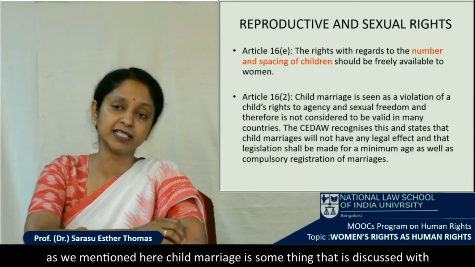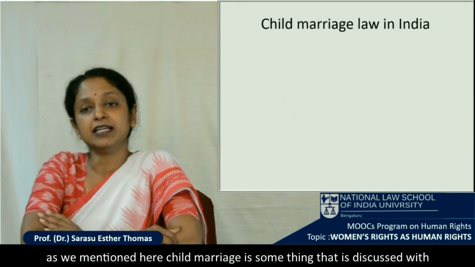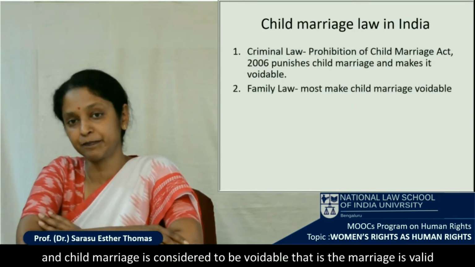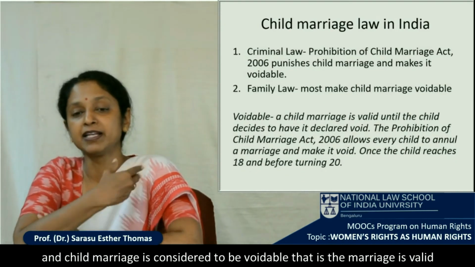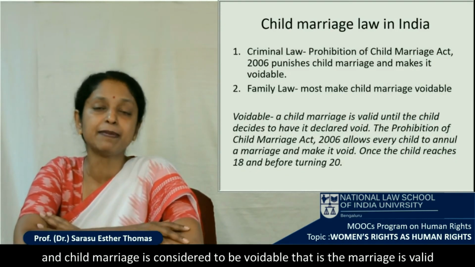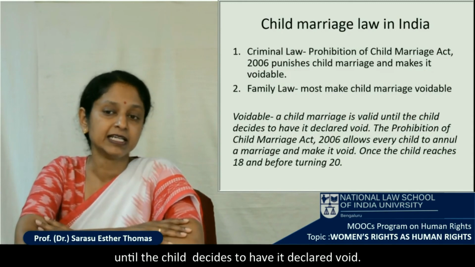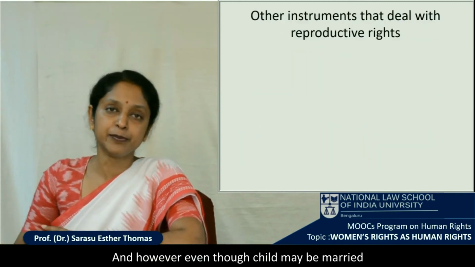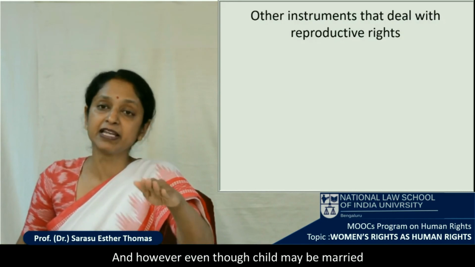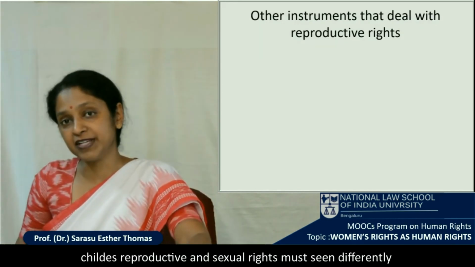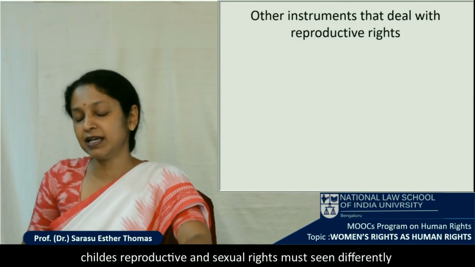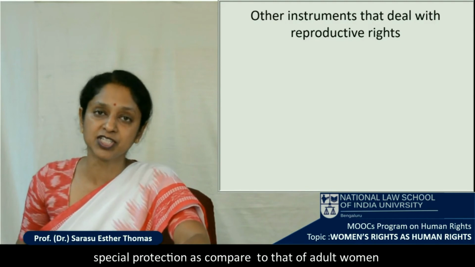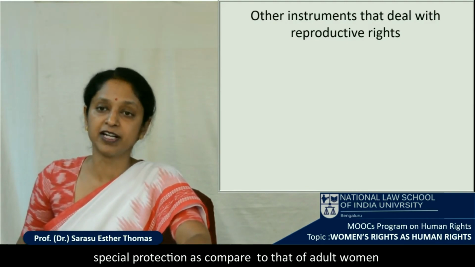Now, as we mentioned earlier, child marriage is something that is dealt with by both criminal law and family law in India. And child marriage is considered to be voidable. That is, a marriage is valid until the child decides to have it declared void. However, even though a child might be married, the child's reproductive and sexual rights must be seen differently, with special provisions and special protections as compared to that of adult women.